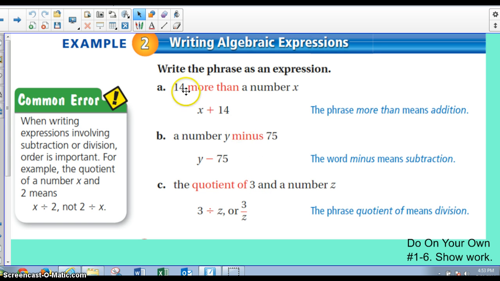Okay, do numbers 1 through 6. Show your work if you need to. I don't think you need to, or that there's any work to show on this one. And come on back.